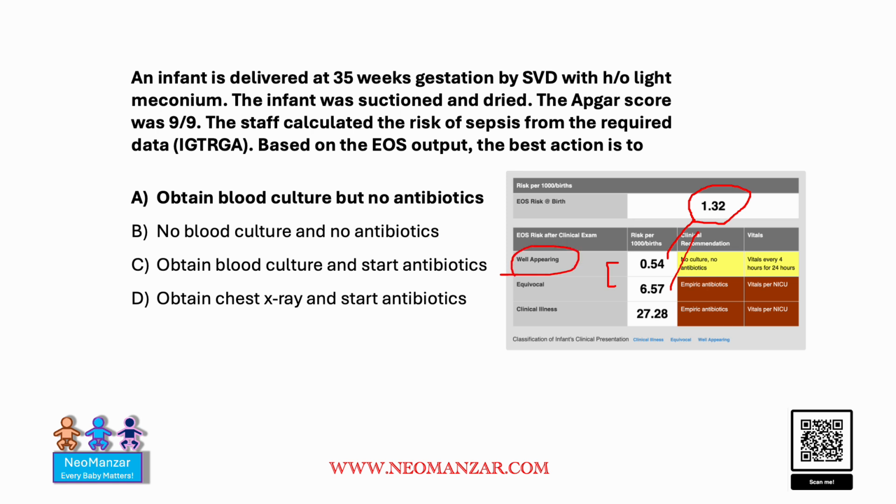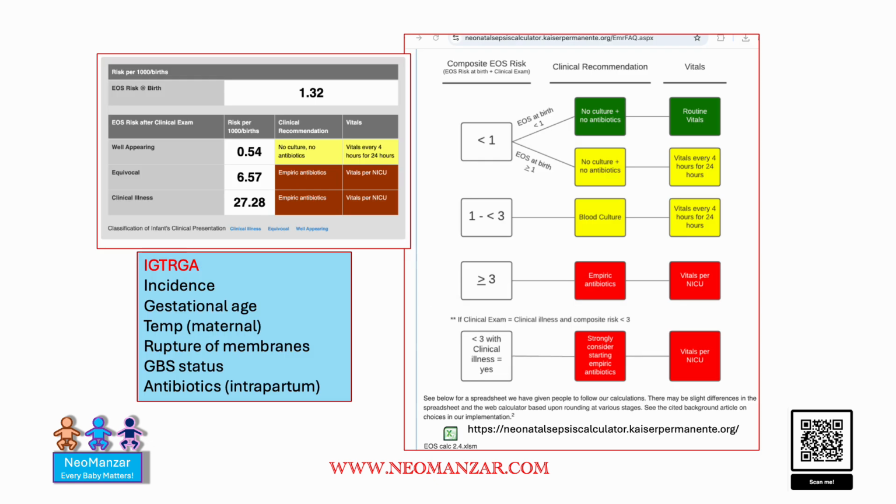So probably C is not the right choice because obtaining a culture is not really indicated because infant is well appearing. And chest x-ray is not a part of early onset sepsis, although there was some meconium, but that's not the right choice. Now let's see in the next slide where we are.